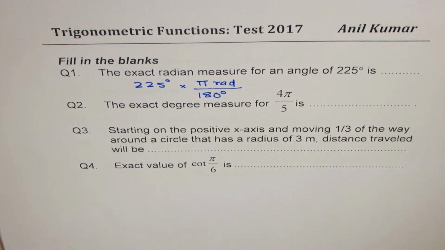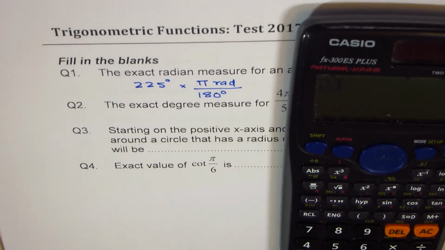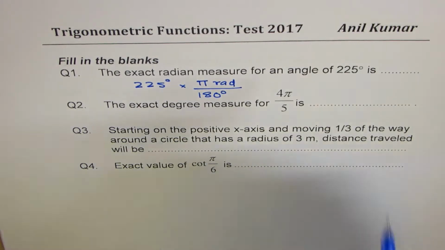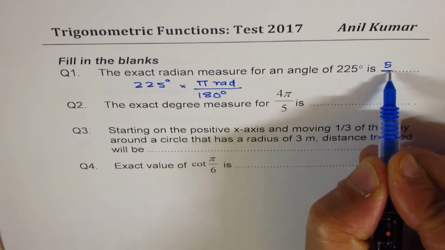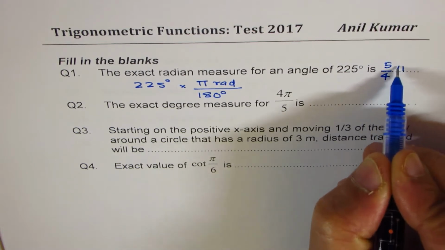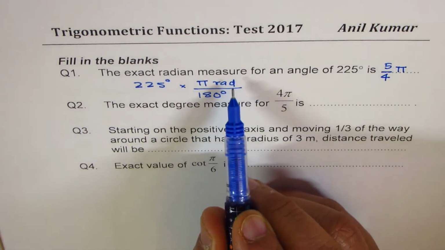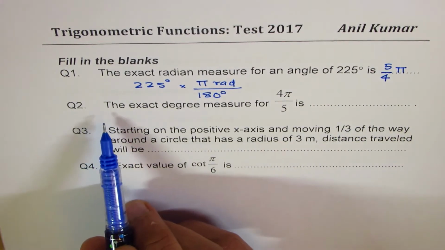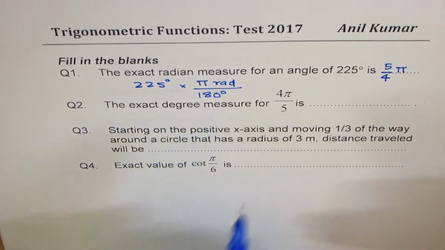You can always use the calculator to find. So we have 225 divided by 180. That gives you 5 over 4. So the answer is 5 over 4 pi. Right? Now radian is a ratio. You need not write radian. Okay. Question number 2. The exact degree measure of 4 pi by 5 is.